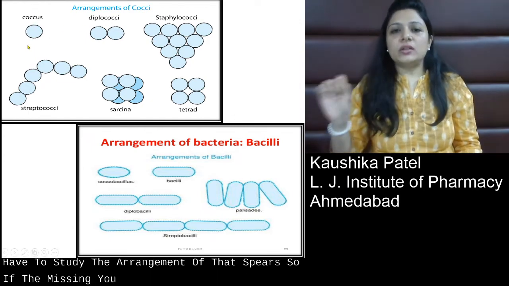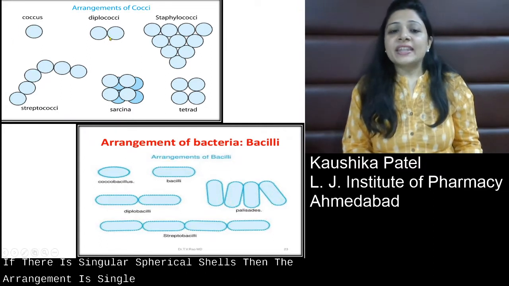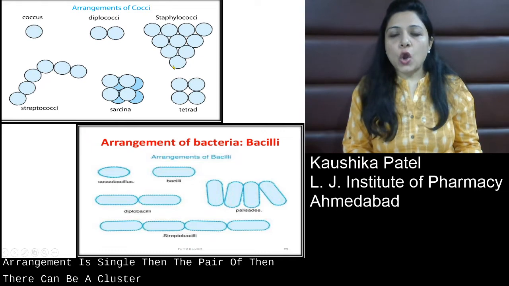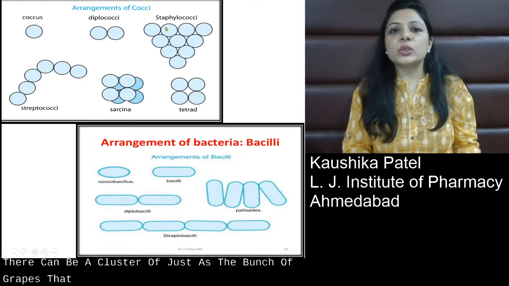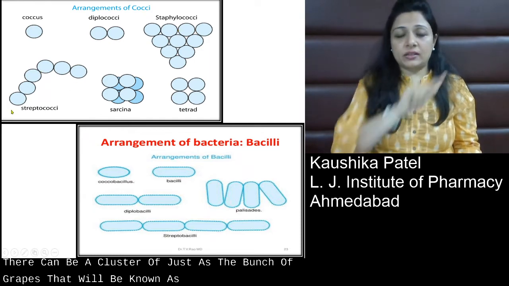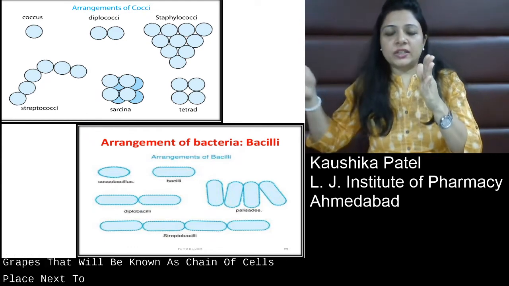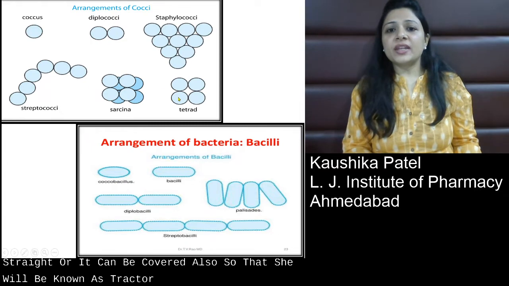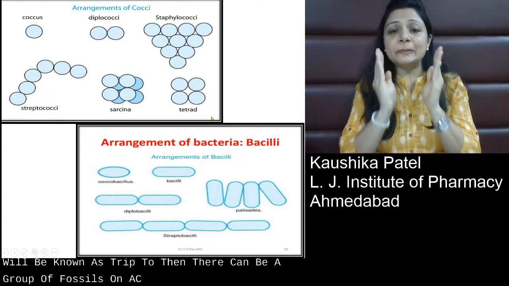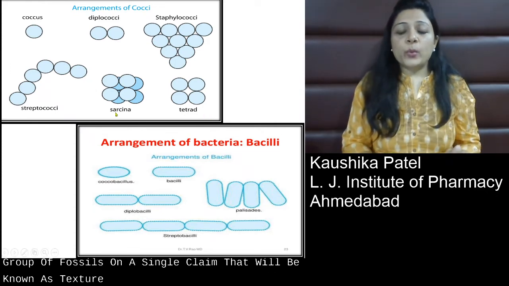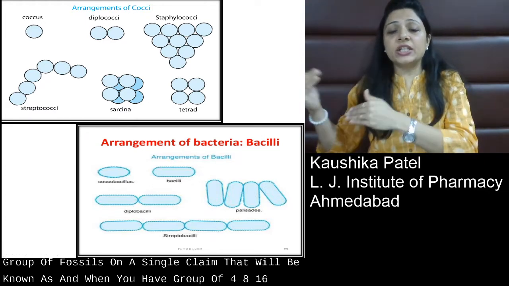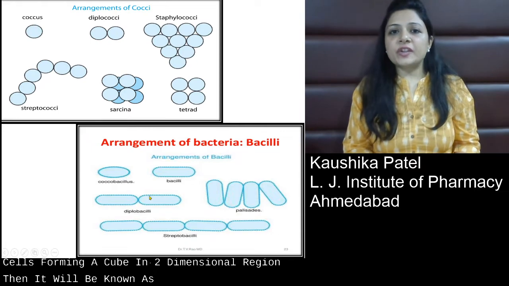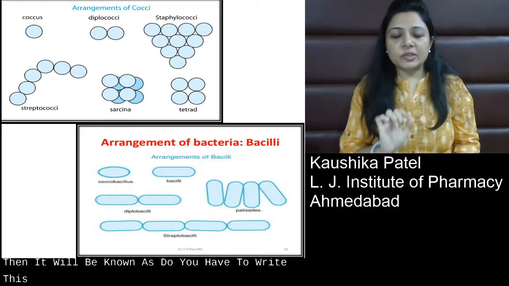Now you have to study the arrangement of those spheres. So if there are singular spherical cells, then the arrangement is single. Then there can be a pair of cocci, that will be known as diplococci. Then there can be a cluster of cocci just like a bunch of grapes, that will be known as staphylococci. Then there can be a chain of cells placed next to each other. Now this chain can be straight or it can be curved also. So that chain will be known as streptococci. Then there can be a group of 4 cells on a single plane. That will be known as tetrad. Okay. And when you have a group of 4, 8, 16, 32 cells forming a cube, then it will be known as sarcina. So these are the different arrangements possible for cocci. So you have to write this arrangement in the observation.